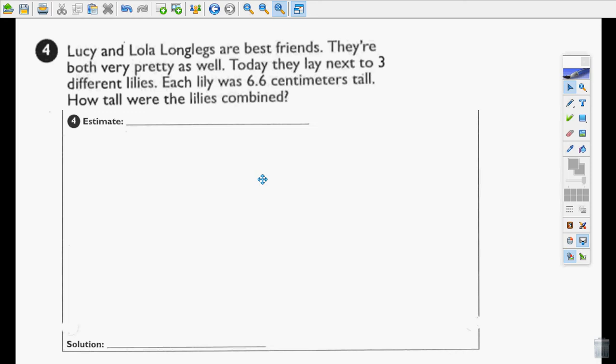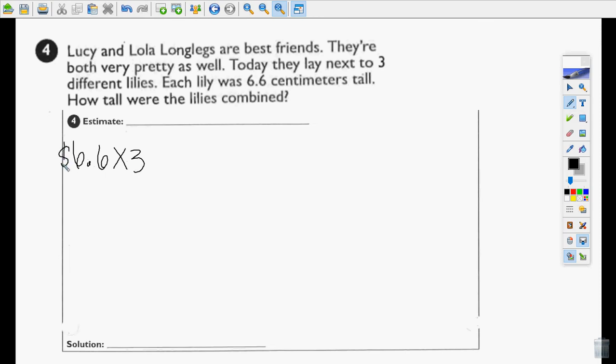Now in class we also talked about how important it is that we estimate first, just to make sure that when we're done multiplying, our answer at least makes sense. It should be really close to our estimate. So first, we're going to write our problem down, which is 6 and 6/10 times 3. Now we're going to estimate.